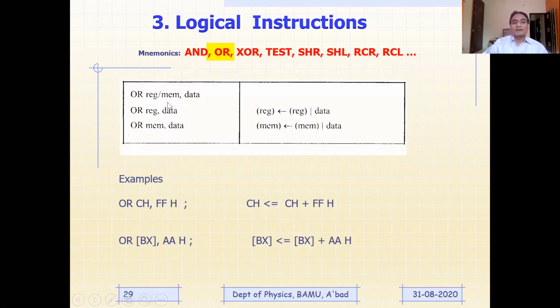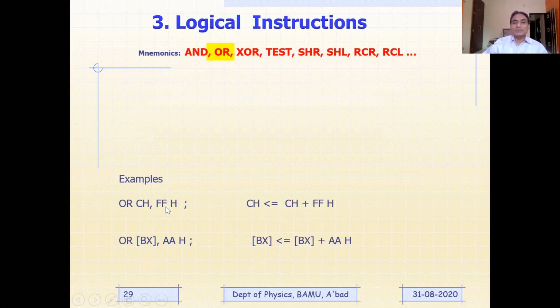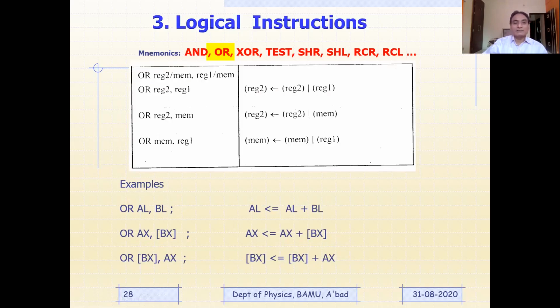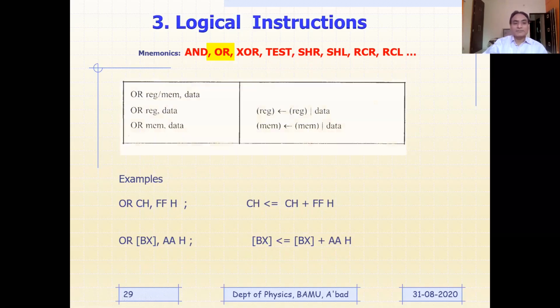OR register comma data or memory comma data. I mean what you can do now, here you can see the destination is register and here destination is memory, whereas the source we have considered data, only 8-bit data. So you can see OR CH comma FF means FF is going to be ORed with CH, result is going to be updated in CH.